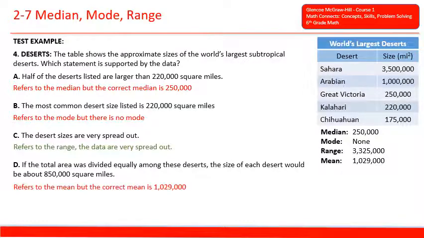And then D: if the total area was divided equally, each desert would be about 850,000 square miles. So that refers to the mean, but the correct mean is over 1 million square miles. So that is not correct either. So the answer here is C.